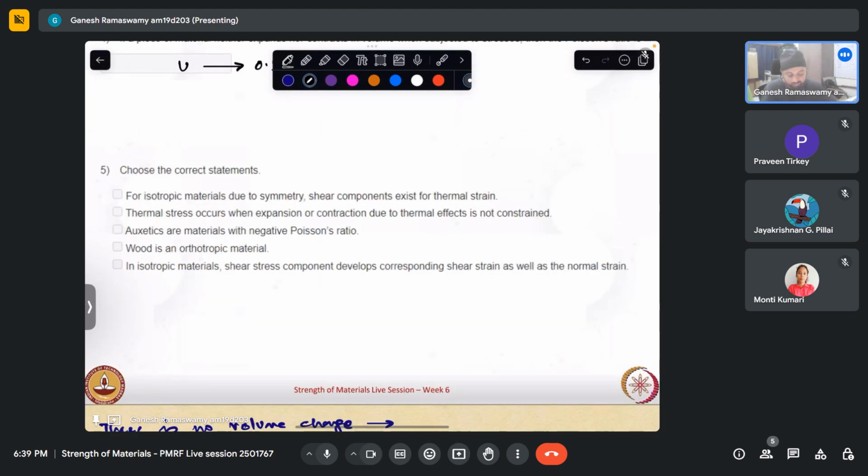Okay, so let us look at this question. Choose the correct statements. For isotropic materials, due to symmetry, shear components exist for thermal strains. So as we saw earlier, even from the second question which we saw, the strain tensor, the shear strain components do not exist. So this is incorrect. Thermal stresses occur when the expansion or contraction due to thermal strain is not constrained. So what this says, let us say that there is a block and there are supports like that.